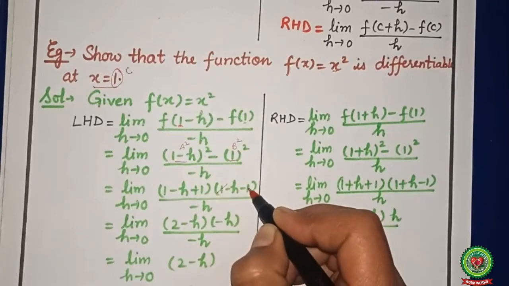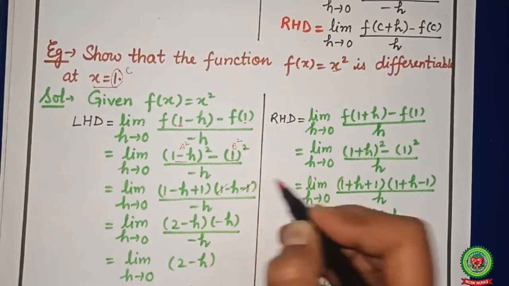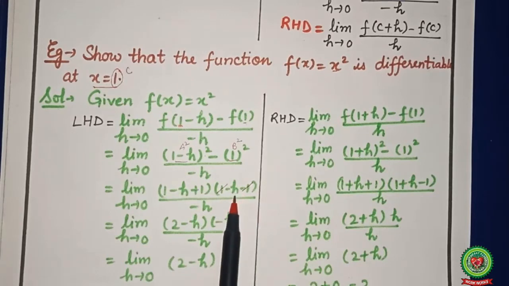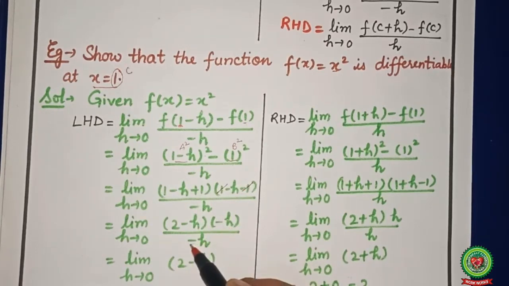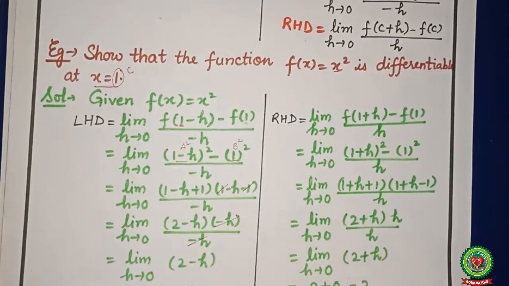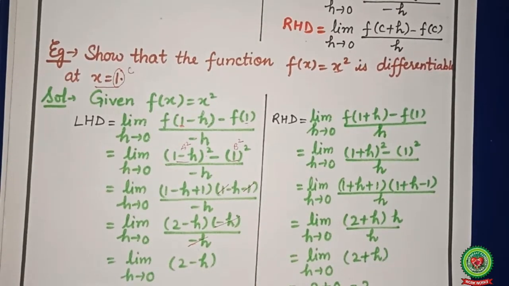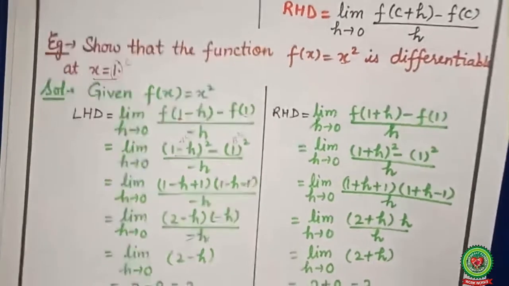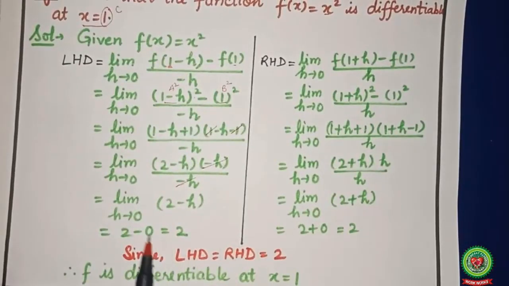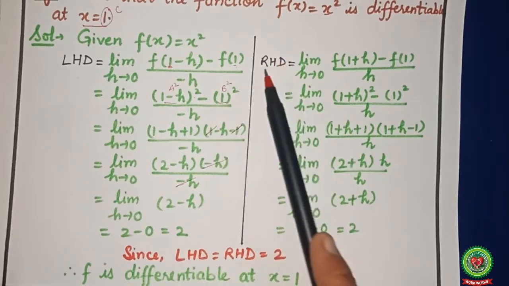Now, here you can see that minus 1 and plus 1 cancel out, so we are left with minus h here. So it is 1 plus 1, 2 minus h, times minus h upon minus h. Now, these two terms will cancel out. When you apply the limit h approaches to 0 in 2 minus h, it becomes 2 minus 0. So, the answer is 2.